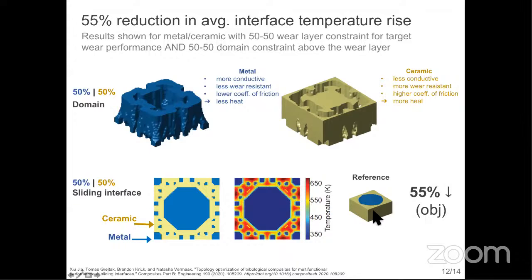That reference is also 50-50. The reference composite is based on intuitive designs from tribologists for metal ceramic composites that have the less conductive material with the higher coefficient of friction, the ceramic, on the convective boundaries at the outsides. And in that comparison, the optimal design gives a 55% improvement. So let's take a deeper look at the metal composite case, looking at the interface here.